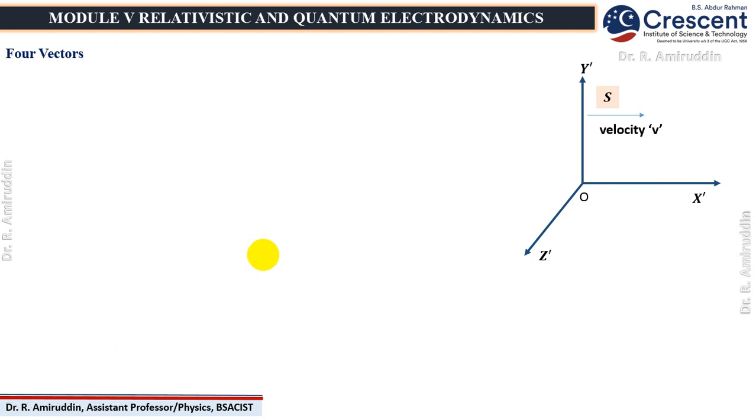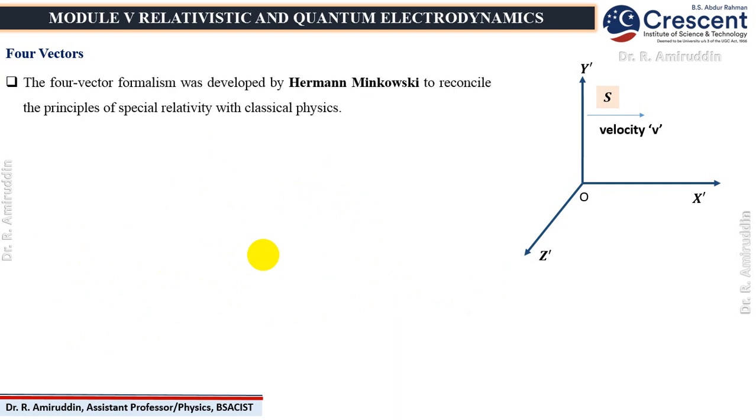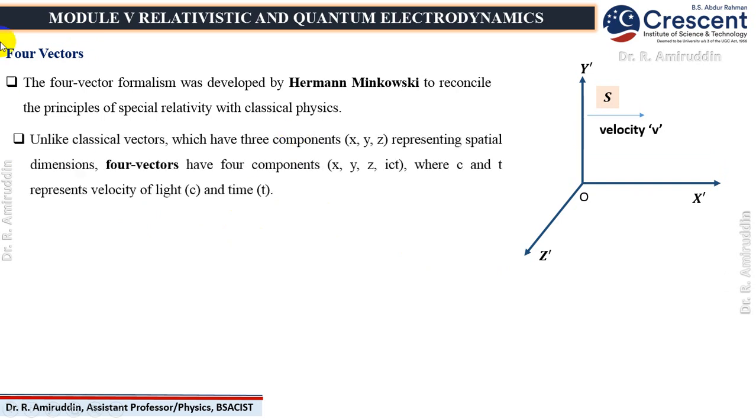So the next topic is about the four vectors. The four vector theory was developed by Hermann Minkowski to reconcile the principle of special relativity with classical physics. In classical physics, we represent the three components x, y, and z, which represent the spatial dimensions, whereas the four vectors here represent the four components with respect to position and time, that is x, y, z, and ct, where c and t represent the velocity of light and time.